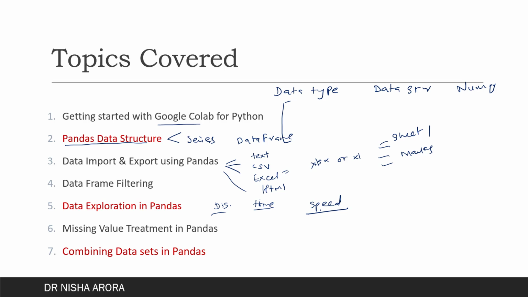We have also talked about aggregation of data using group by and aggregate function, and we have also discussed cross tabulation, which will give you a table of two or more than two variables. So all these things we have discussed in data exploration.